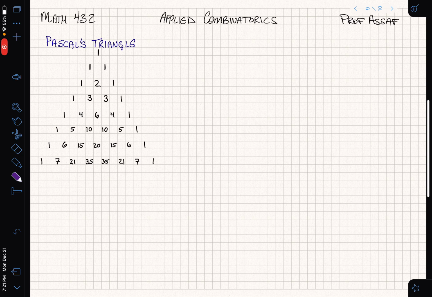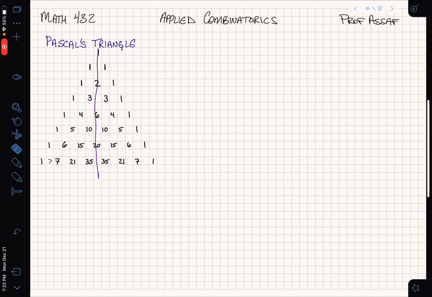Continuing the conversation with Pascal's triangle, we're going to investigate one interesting property that it has, and there's so many. But if we look down the middle, so let me draw a line right down the middle of Pascal's triangle. And what do you notice? We notice that the numbers increase.